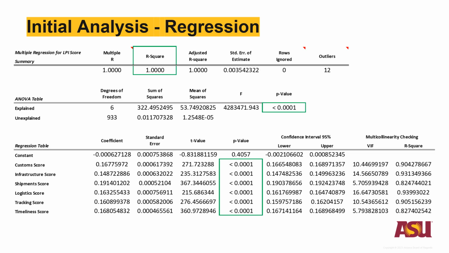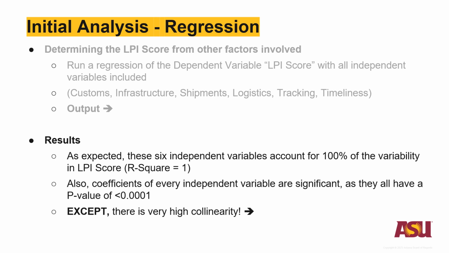Here is the result of the regression analysis. You can see an R-square of 1, a p-value of almost 0 for every single variable. As one might expect, the 6 independent variables account for 100% of the variability in the LPI score, with R-square equaling 1. Additionally, coefficients of each independent variable are significant, as each variable's p-value is nearly 0.